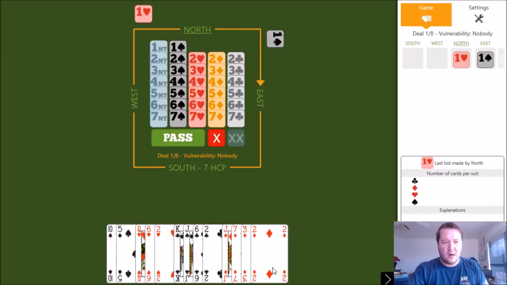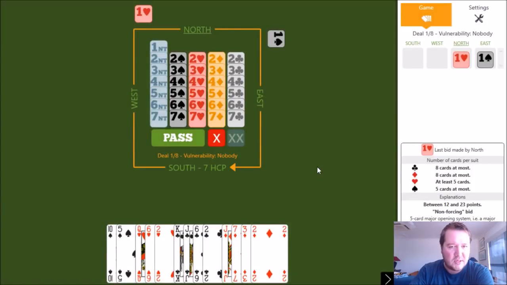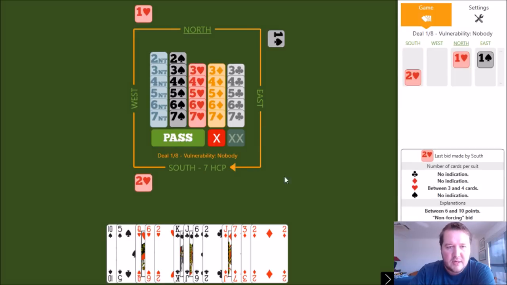All right, so it's just giving me the tutorial at the moment because it's the first time I've logged in on this computer. All right, so, one heart, one spade. What do we have here? We've got 7 high card points. We've got a fit, so it just looks like a nice, easy 2 heart bid.